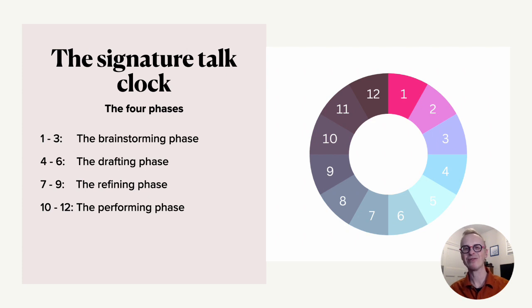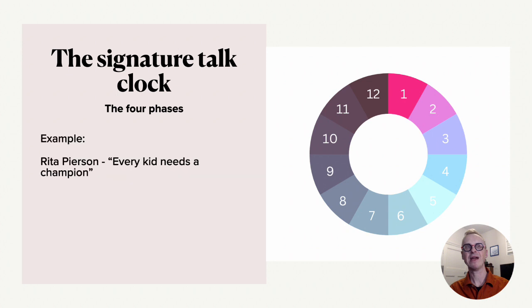But for the time being, I thought it might be useful for you to take a look at a signature talk in action before you go any further. So what I would suggest you do, before moving on to the next video, is have a go onto TED.com and search for Rita Pearson's talk. Now, Rita did an amazing TED talk called Every Kid Needs a Champion. So it's only 7.5 minutes long. So go away and have a look at that. That will give you a great idea of the sort of thing that we're talking about. And then come back to the next video where I'm going to be taking you through steps 1 to 3.